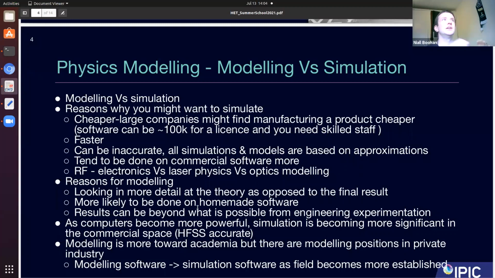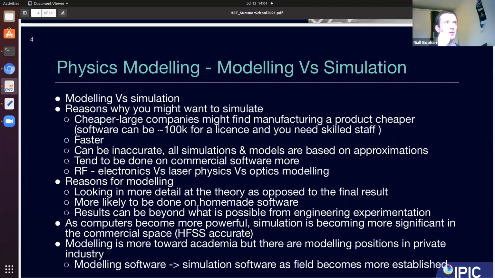whereas simulations tend to be bigger. They'll be modeling many different parameters all at once. You'll be more focused on finding out the answer at the end, and the answer at the end being correct. Whereas in a model, you more want to see what's happening at each step. A model is more for understanding, whereas a simulation is for the result.